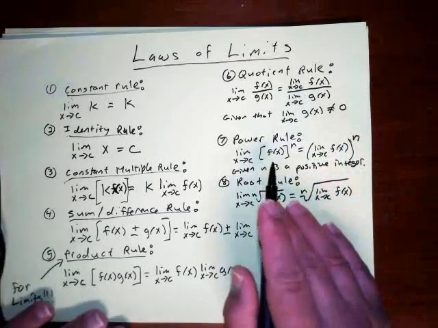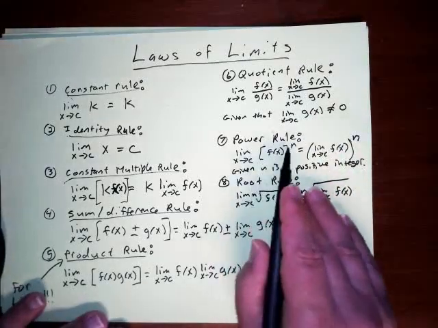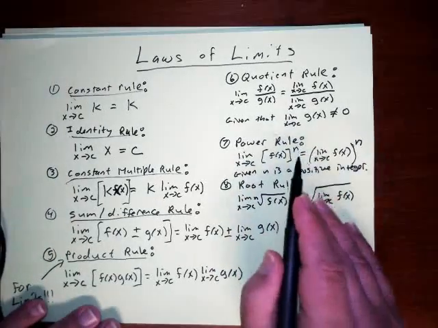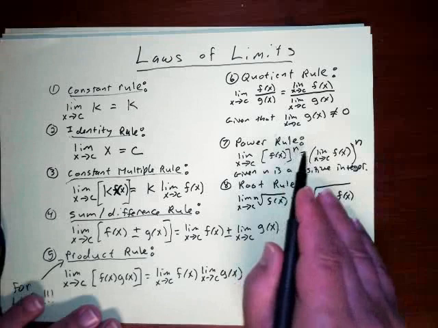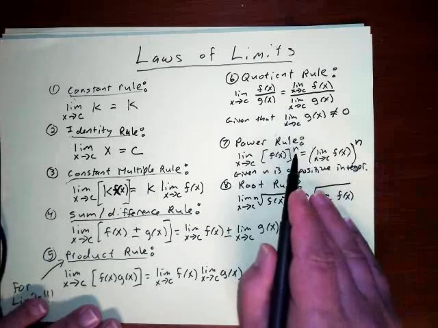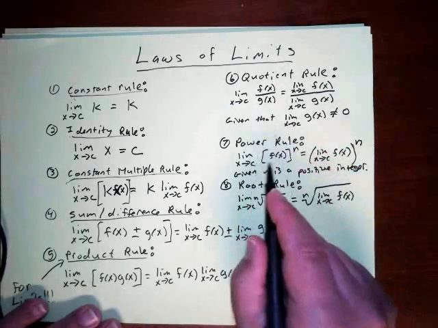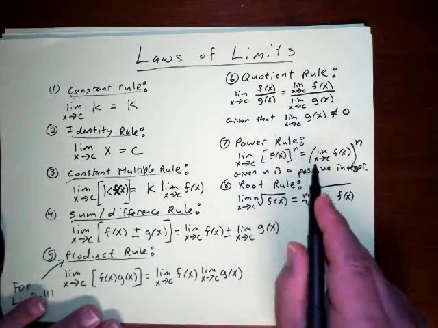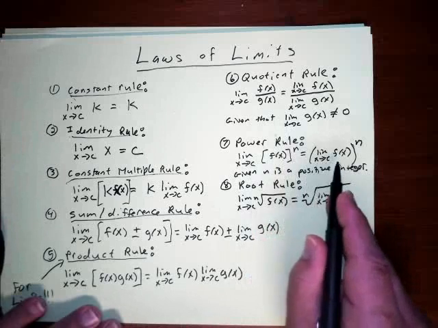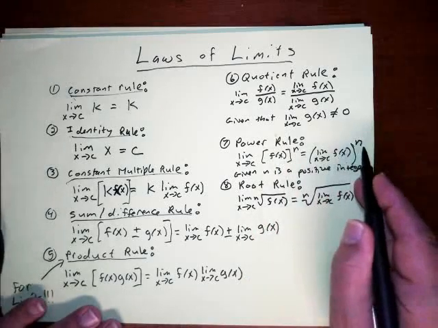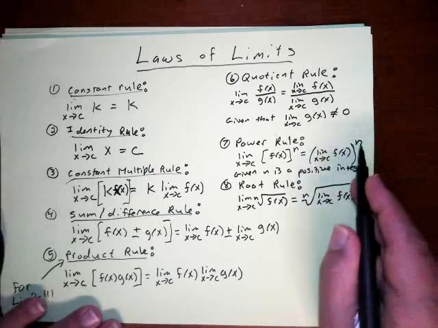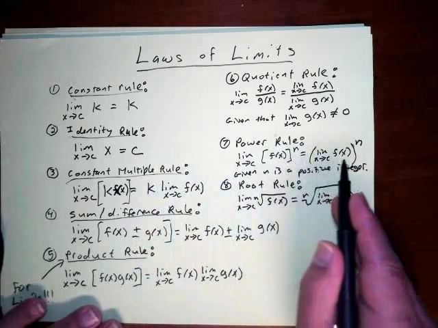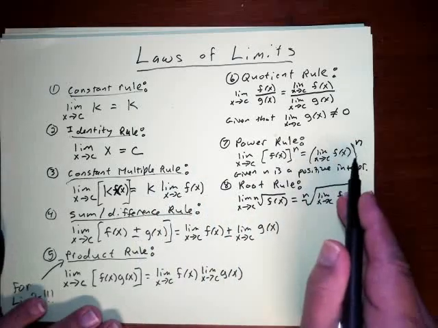And then these are similar. This is like a power rule, and this is for n equal to positive integers. So this is like squared, cubed, 4th degree, 5th degree. And basically it's just saying if you're taking the limit of some function raised to a power, then you can take the limit of the function and raise the limit to that power, and you'll get the same thing. So it's kind of like this constant multiple rule in a sense, but it's with the power.